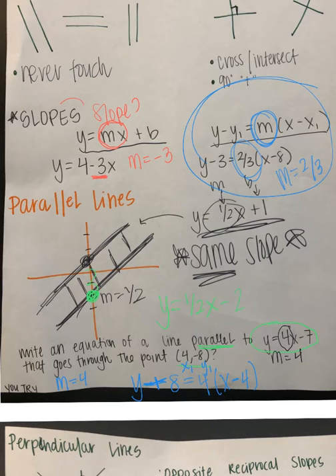Sorry, these colors are kind of hard to see, so let me write this one more time over here. My final answer here would be y plus 8 equals 4 parentheses x minus 4. All right, I'm going to have a question pop up on your screen, and I want you to try it and make sure you understand this. I'll leave this up here if you didn't get it.